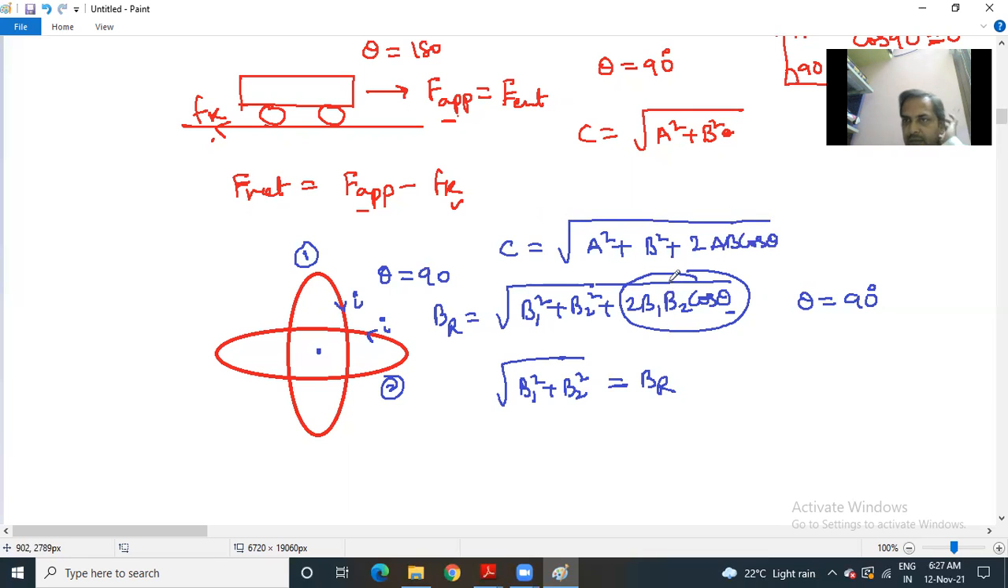So whenever you get the vectors concept, definitely you will get numericals based on parallelogram law of vector addition and resolution. So in my next video, I'll continue with numericals based on parallelogram law.